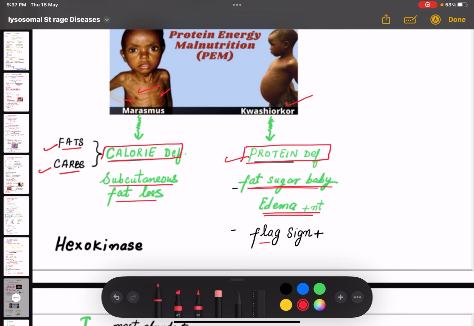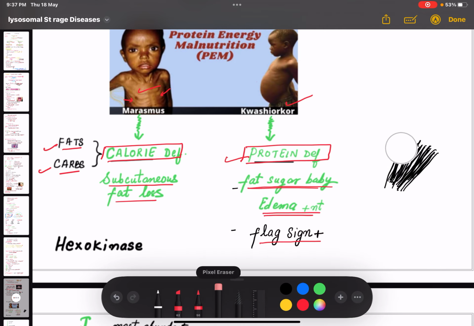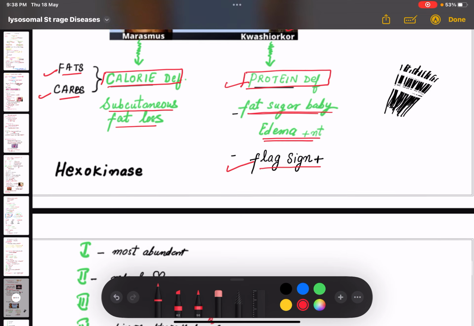And also remember, there is a sign known as the flag sign, which is present in Kwashiorkor. What is the flag sign? If this is the hair of a child, you will see alternate bands. You will see white bands in the hair, which is seen in Kwashiorkor, and that is known as the flag sign. Go and check the image of the flag sign.